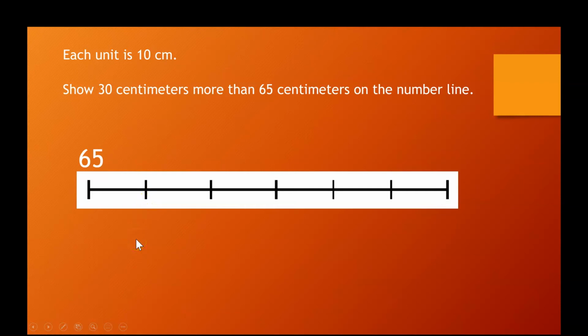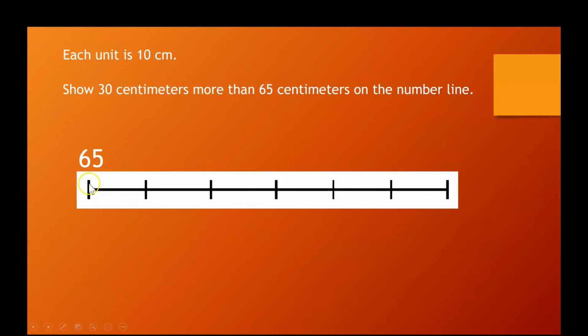So how many tens do we need to go over to find 30 more? We need to go 3. So 3 tens is 30. So let's go 10, 20, 30. Now we know that it's going to be right here. What we can do is we can count by tens from 65. And we know we need to go up 3 more. So right here is where we're going to stop.